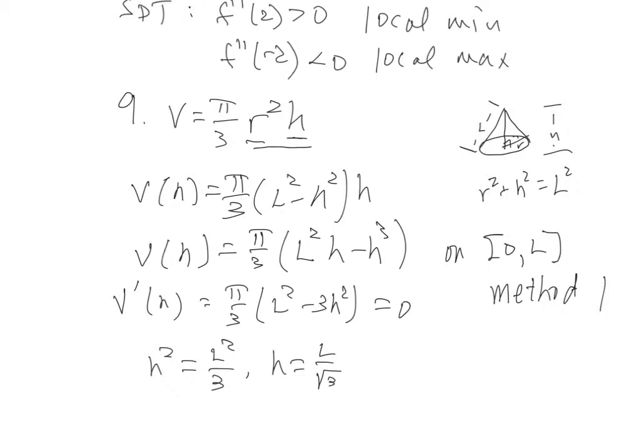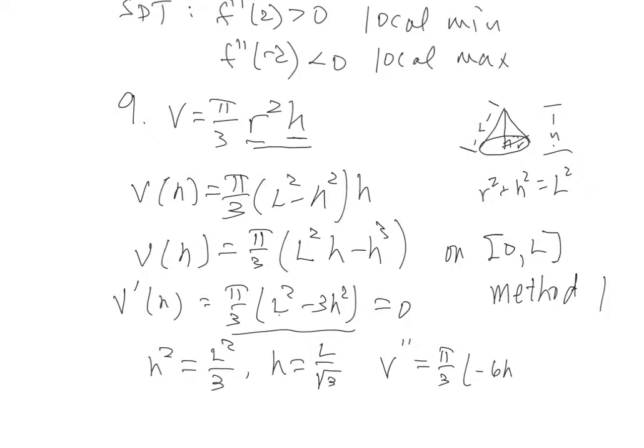Now, that's a critical point. It doesn't mean it's a maximum. So we need to take it one step further and make sure that there is actually a maximum there. So I'm going to use the second derivative test. And the second derivative doesn't look too complicated. Here's the first derivative, so I'm going to get pi over 3 times negative 6h.